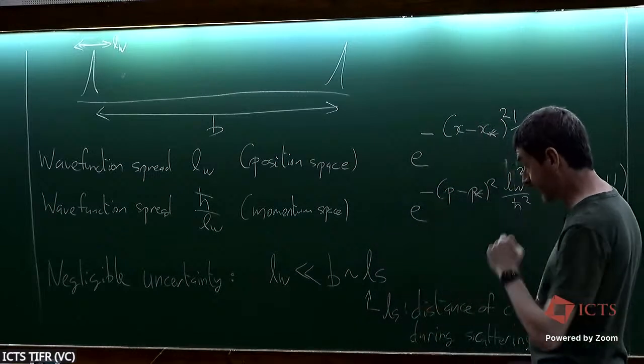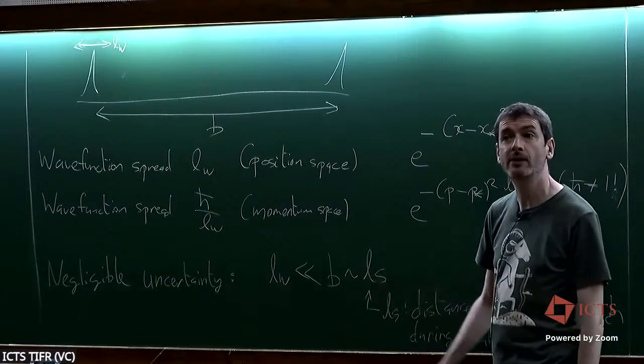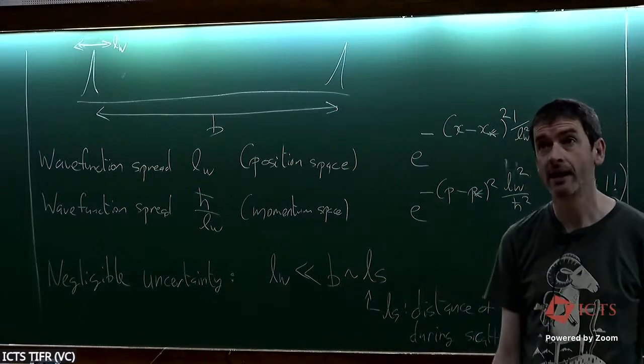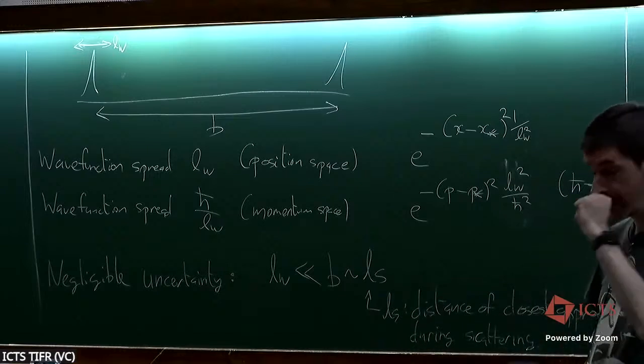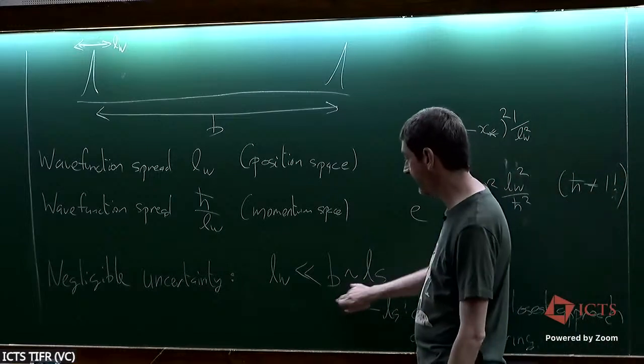Now, if the scattering is perturbative, LS will be of order B. If the scattering, and I'm going to be doing perturbation theory, so in a perturbative situation, LS can be of order B.